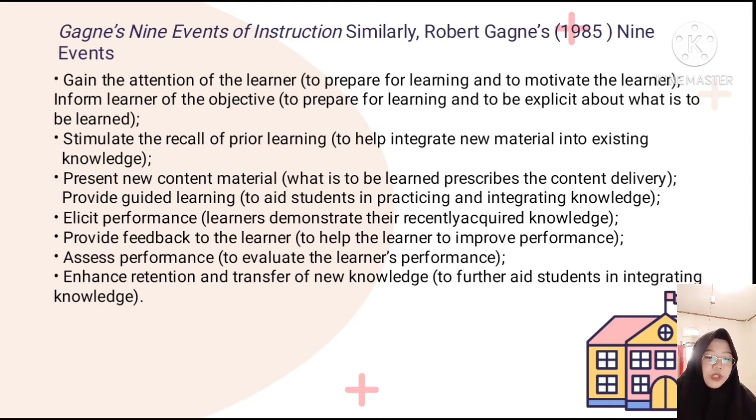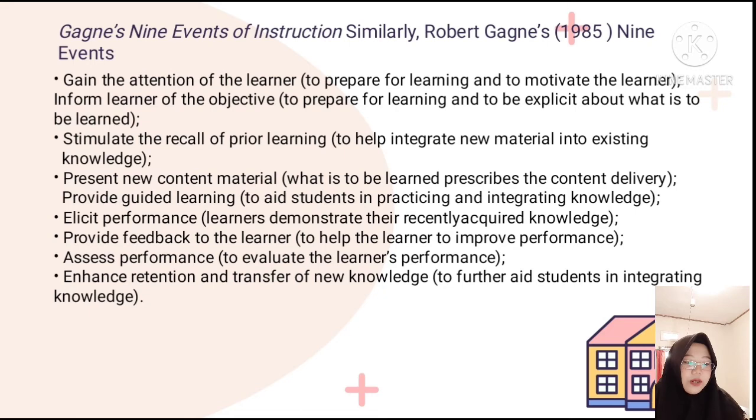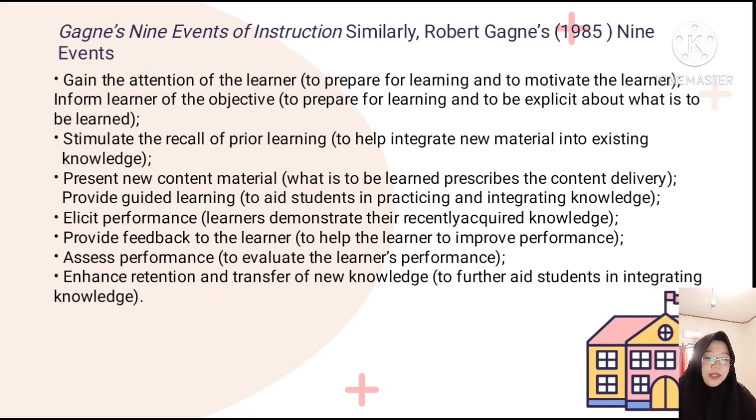Number 4, present new content material. What is to be learned prescribes the content delivery. Number 5, provide guided learning to aid students in practicing and integrating knowledge. Number 6, elicit performance, learners demonstrate their recently acquired knowledge. Provide feedback to the learner to help the learner to improve performance. And number 7, assess performance to evaluate the learning performance. And the last is enhance retention and transfer of new knowledge to further aid students in integrating knowledge.